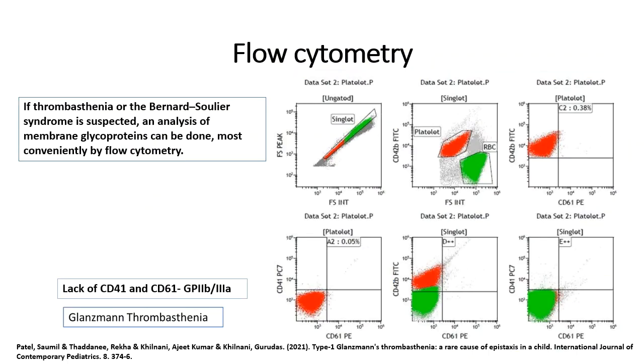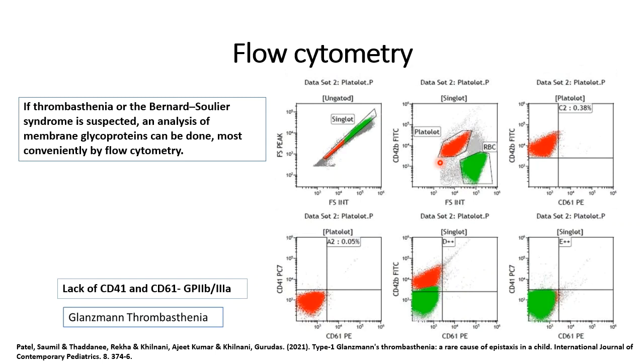Another test that can be done for platelet function defects is flow cytometry. Now, if thrombasthenia or Bernard-Soulier syndrome is suspected, an analysis of the membrane glycoproteins can be done most conveniently by flow cytometry. So, if you look at these flow cytometry graphs here, the platelet is actually identified by CD42b antibody, and it is marked in red.